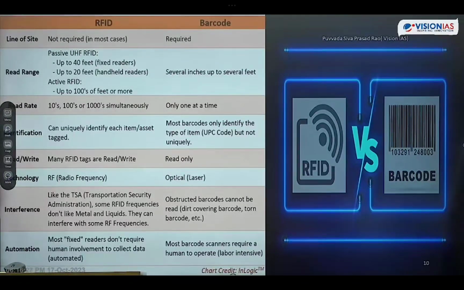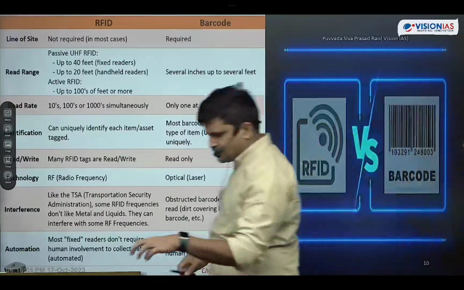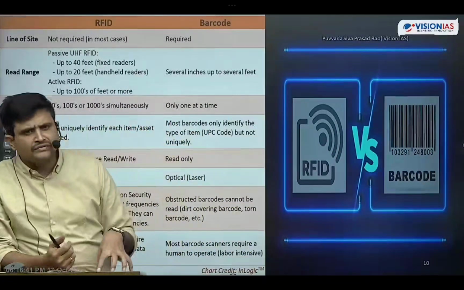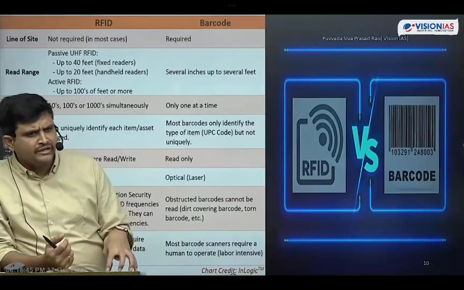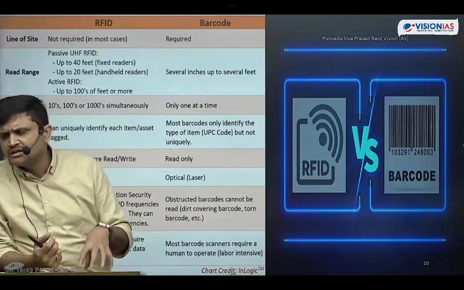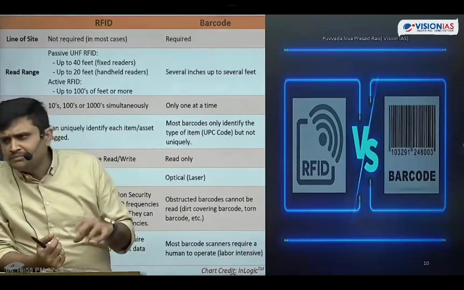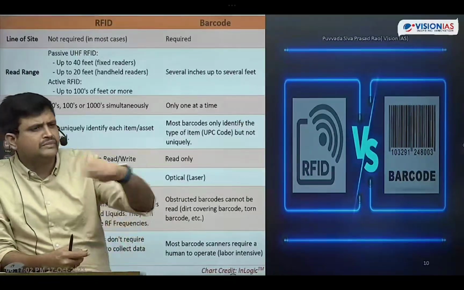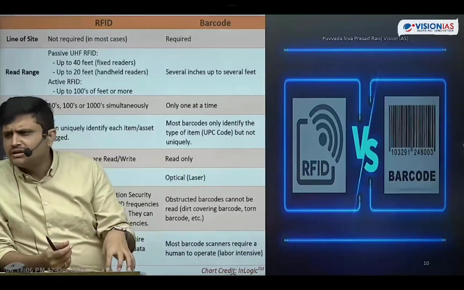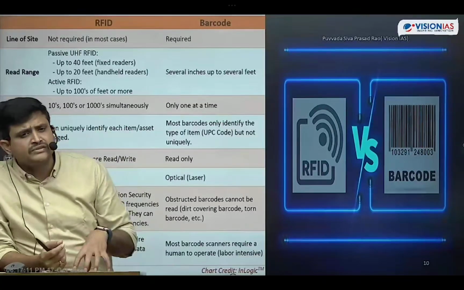The next one: with an RFID tag, each and every asset can be identified individually and uniquely. For example, if 10 soaps are there, with different combinations, with an RFID tag we can identify each and every soap uniquely: the company, when it was manufactured, where it was purchased, all the full-fledged details. But with a barcode we cannot identify like that. If you put a barcode on all these 10 soaps from different companies, you cannot uniquely identify them. Can you? No. But with RFID, it is possible.